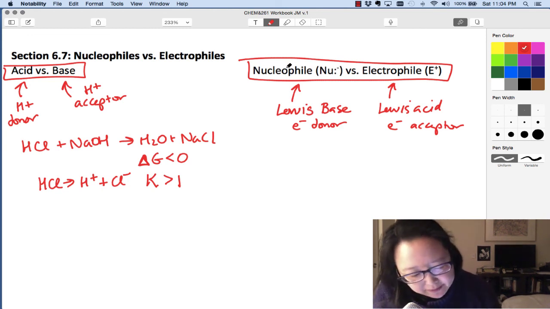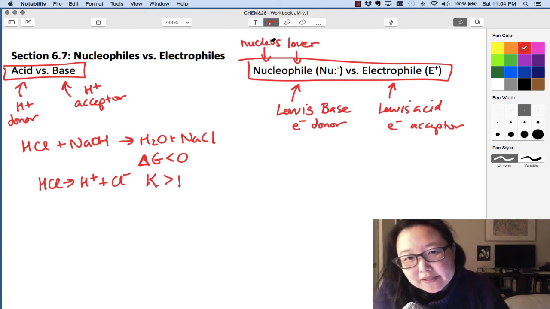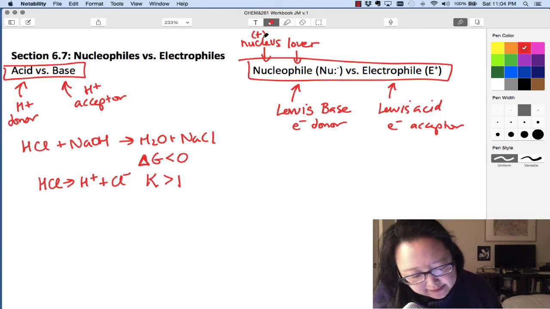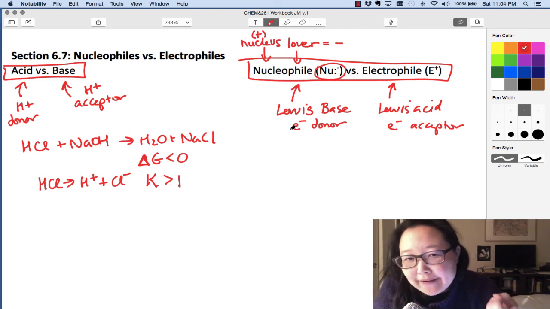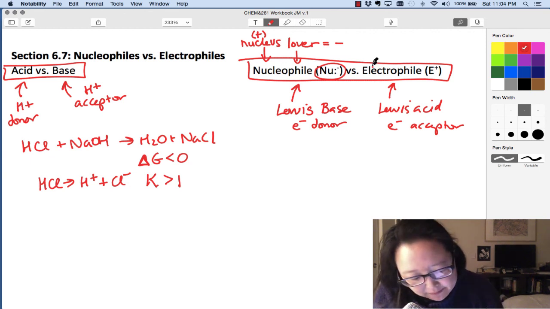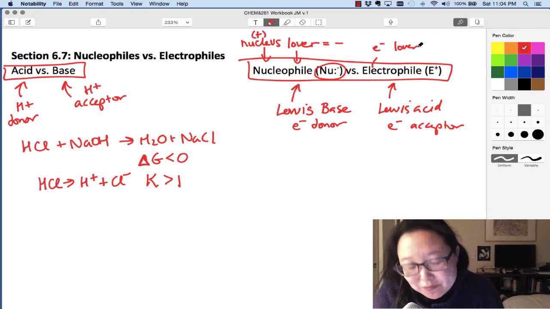Nucleophile comes from nucleo, for nucleus, and phile, which means to love. So this is a nucleus lover. A nucleus is positive, so a nucleus lover is negative. And that's why it has the symbol Nu for nucleophile, with a lone pair and a negative charge. So that's how we think of a Lewis base as an electron pair donor. It's got an electron pair to share. Electrophile comes from electron lover. So if you're an electron lover, you must be positive. And that's why the symbol is E+.